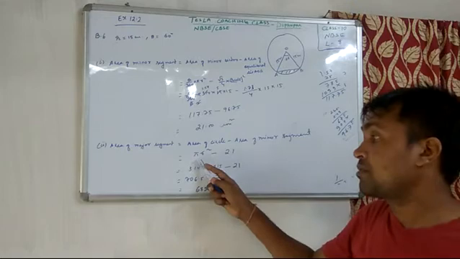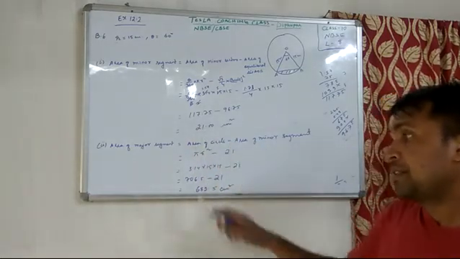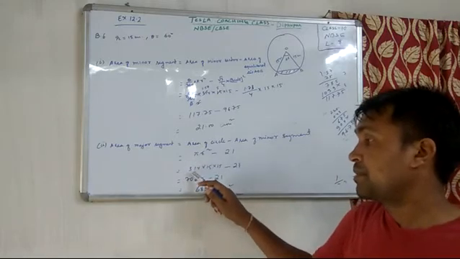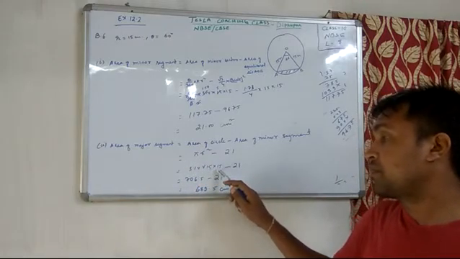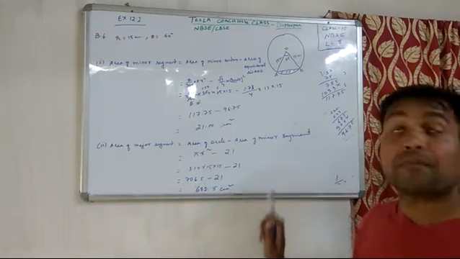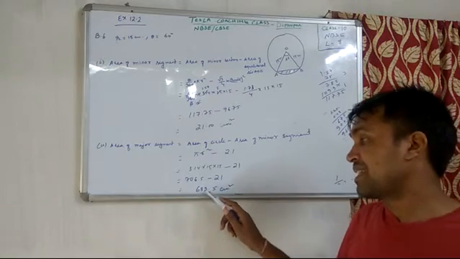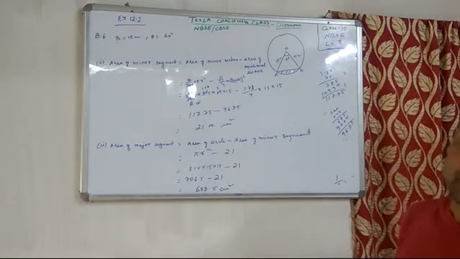Area of a circle formula is what? Pi r square. Minor segment, how much did we get? 21. So we have written it. So pi value is 3.14, r square 15 into 15 minus 21. If you multiply it, you will get 706.5 minus 21. So when you subtract it, you will get 685.5 centimeter square.